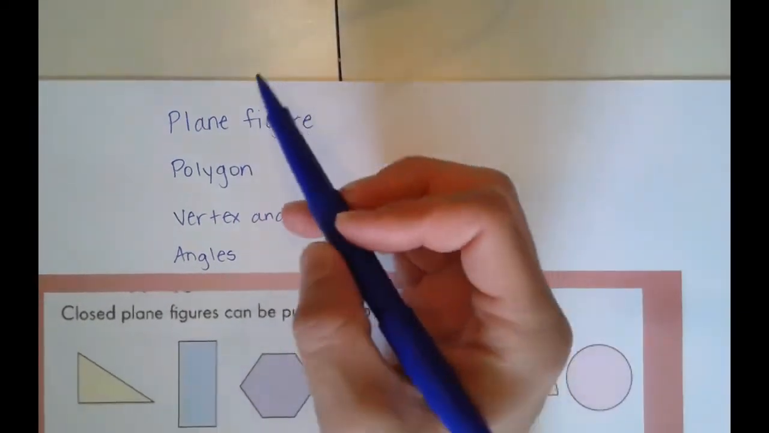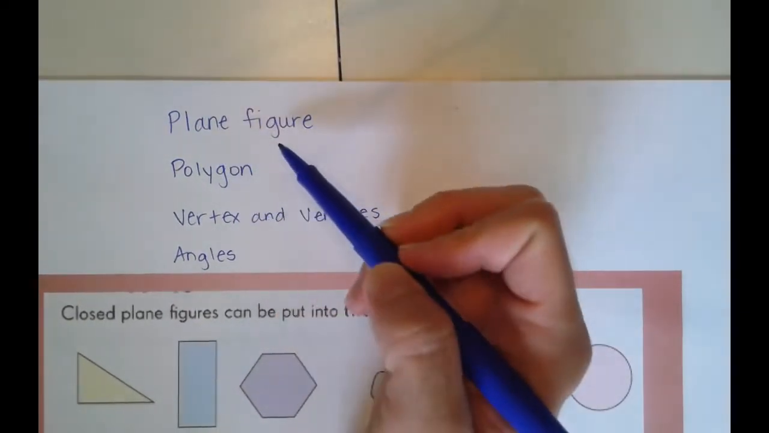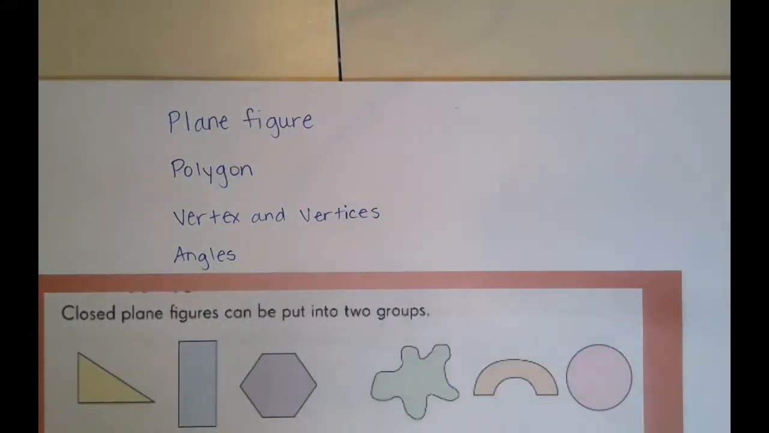So let's first look here where we see the words plane figure. A plane figure is a flat shape. That's all it is. Anything that is a plane figure is a flat shape. It could be a circle, a square, a triangle, a random blob that's drawn on a piece of paper. Any shape that is flat is considered a plane figure. Okay?